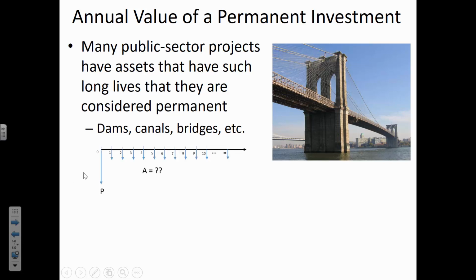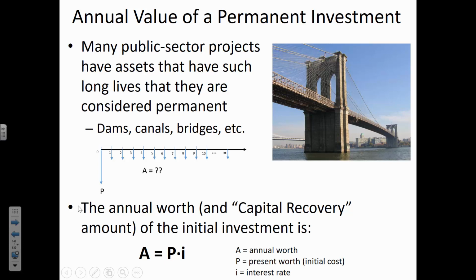And so what would be the annual equivalent if the item is considered a permanent investment for a certain present amount that you spent to have it constructed? And so the way that we would do that is we would simply rearrange that previous equation and solve for A, the annual amount, by multiplying the present worth by the interest rate. And so if you spend a certain amount at time 0, then A represents how much do you have to recover each year in revenue to cover that initial purchase price.